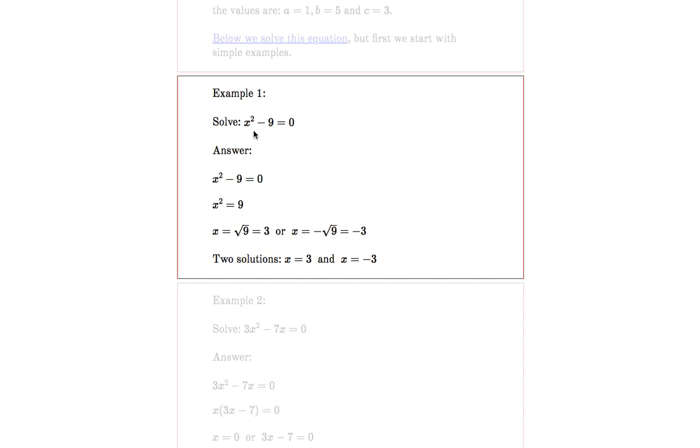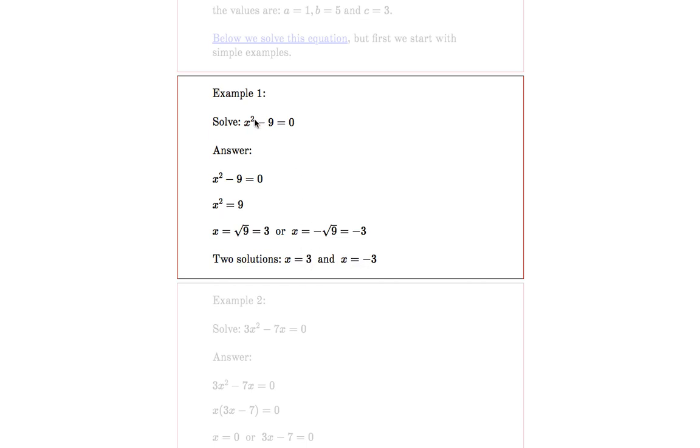Example 1. x squared minus 9 is 0. In this case we only have two terms, a quadratic term and a constant. We don't have a linear term, no x here. So then it's really simple. First we move this 9 to the other side. So we get x squared is 9. Then we take the square root of both sides. x is the square root of 9, which is 3, or x is minus the square root of 9, which is minus 3. So we found two solutions, x is 3 and x is minus 3.